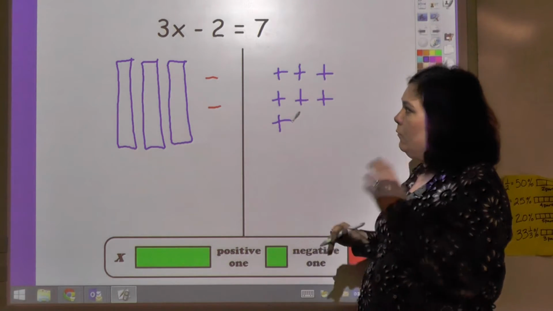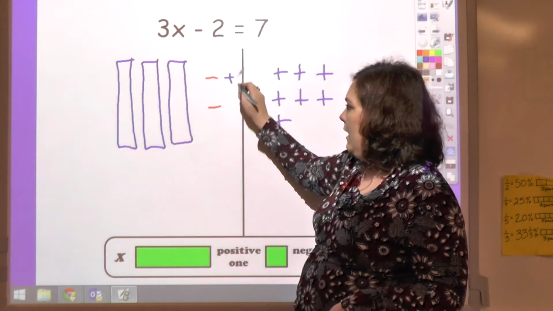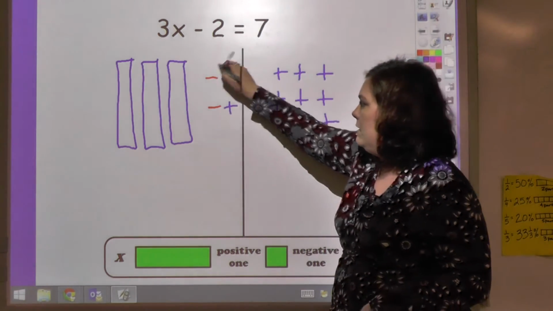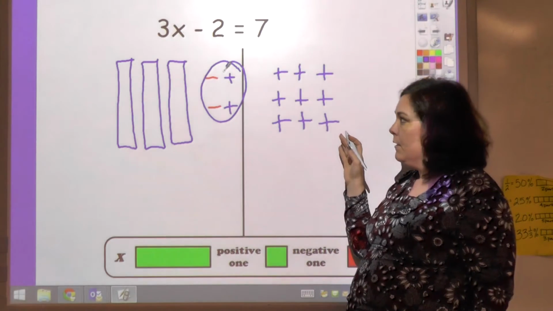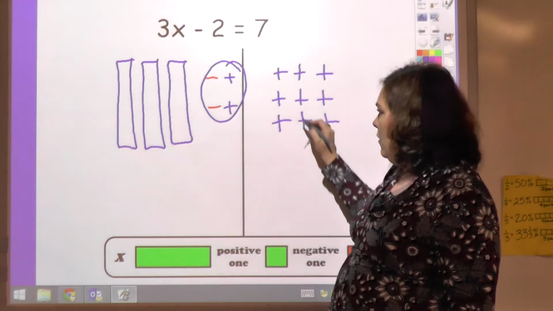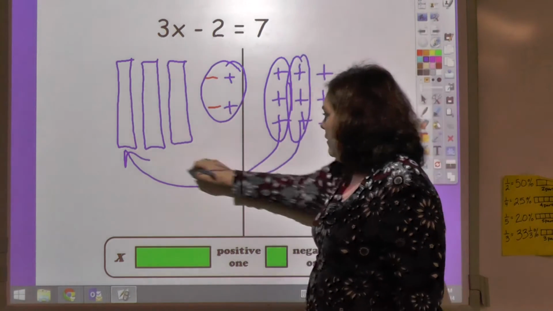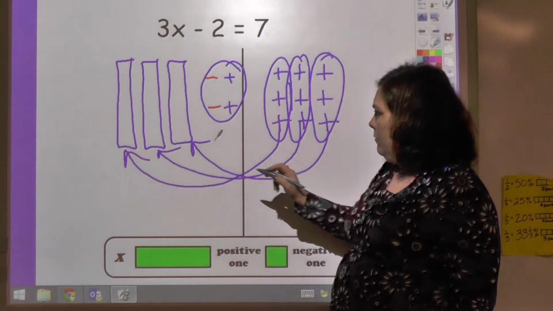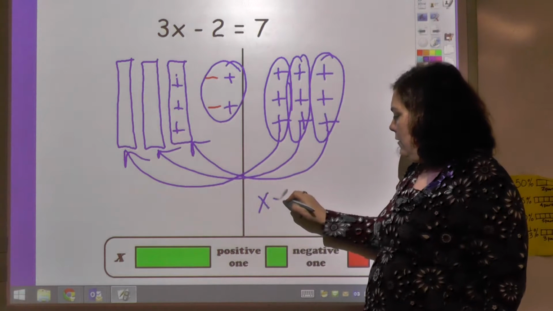So I've got to start with undoing the addition or subtraction, and this time it's subtraction. So I've got to add 2 on this side and balance it out with 2 on this side. And that zero pairs, and nothing zero pairs here because they're all the same sign. So now I'm looking at 3x equals 9. So these 3 would go here, and these 3 would go here, and these 3 would go here. So there would be 3 in each x. And so x equals 3.